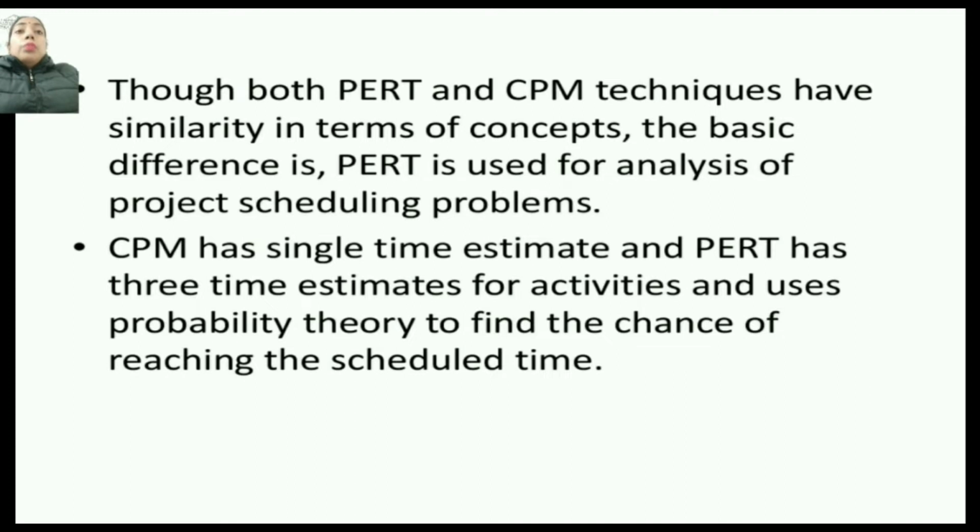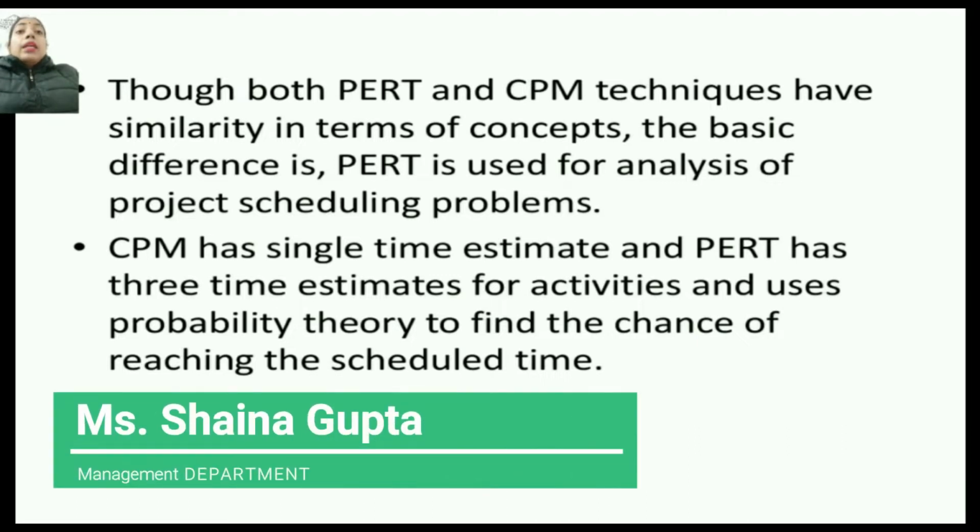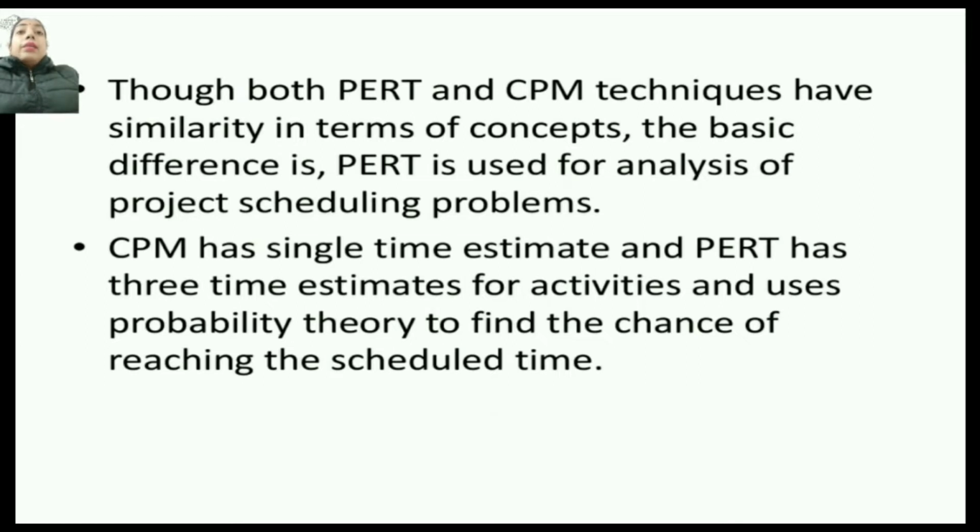Though both PERT and CPM techniques have similarities in terms of concept, the basic difference is that PERT is used for analyzing project scheduling problems. CPM has a single time estimate, and PERT has 3 time estimates for the activities and uses probability theory to find the chance of reaching the scheduled time.